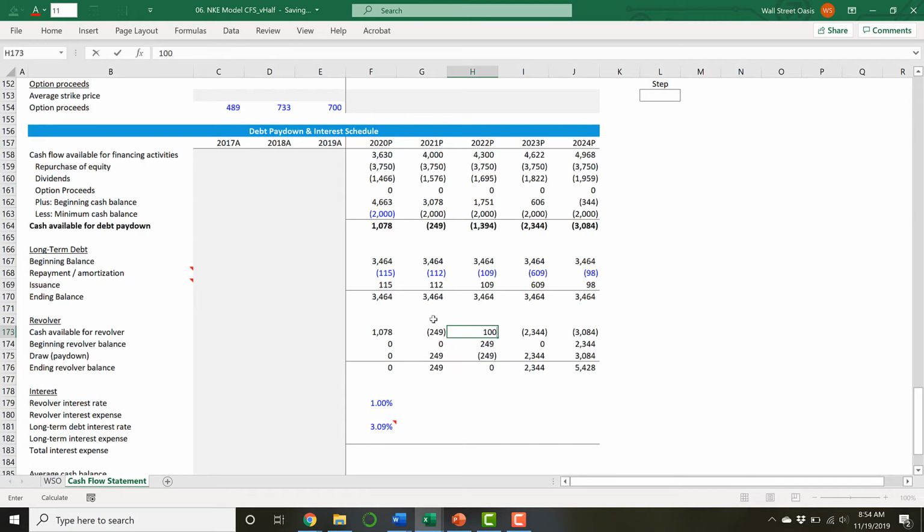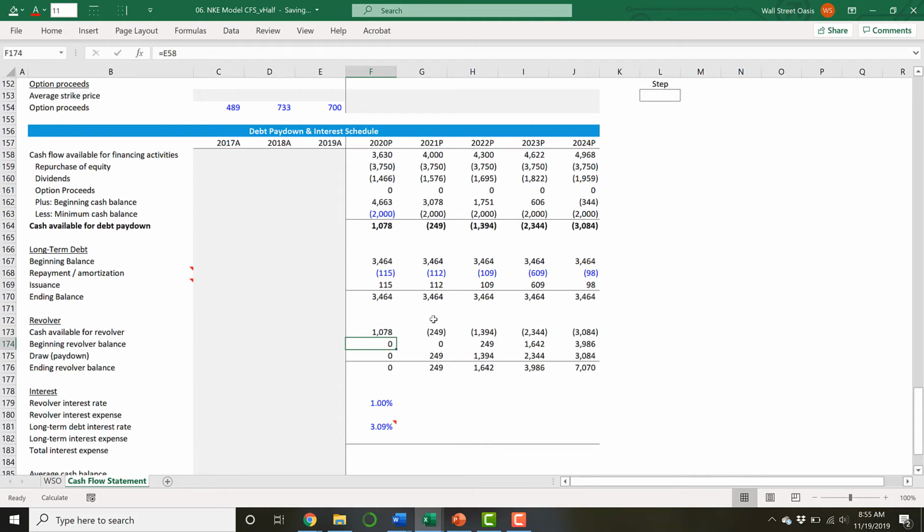If this number were only 100, it's now making that a negative 100. It's looking at the smallest number between our cash available and our beginning revolver balance, which is that 100, and then flipping the sign, paying off only $100 million of our revolver. So that's a nice, elegant way to construct your revolver logic.